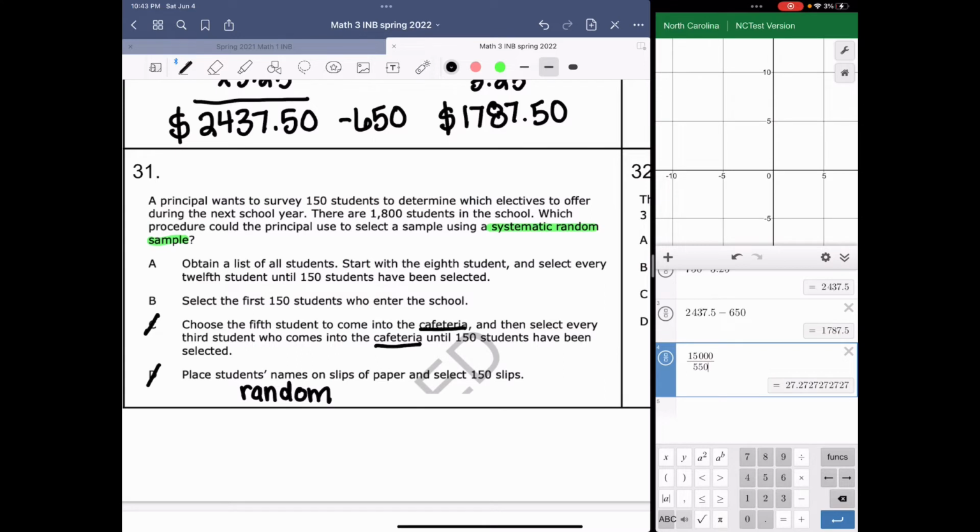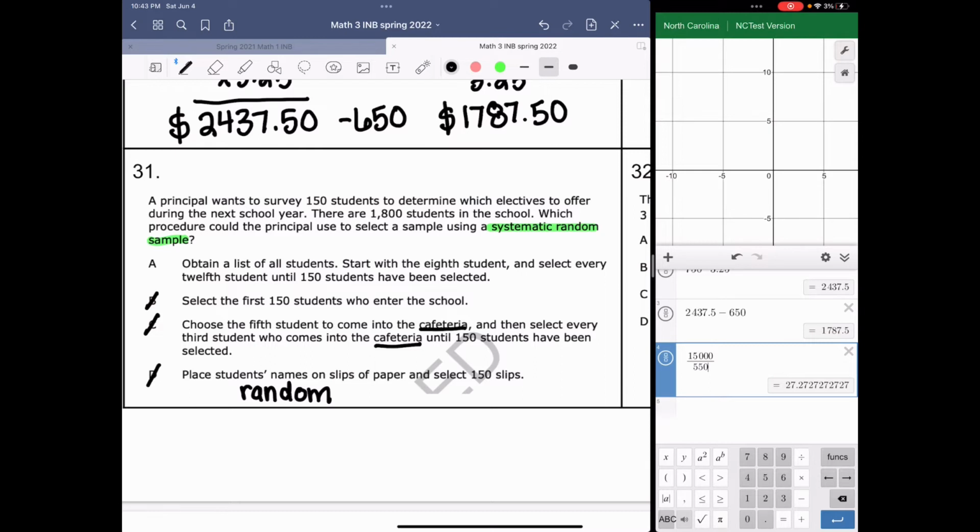B says select the first 150 students who enter the school. So again, that's not systematic, and I wouldn't consider that necessarily. It kind of is random, but everybody doesn't have the likelihood of being selected because you're talking about the first 150 students in the school that may be a select pocket of kids versus others.